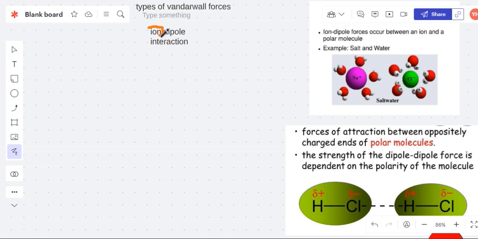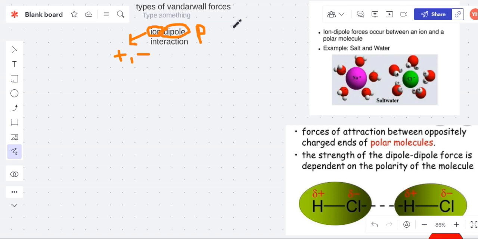Ions means something which has charge. It can be a cation, which means positive, or it can be an anion, negative. Dipole means something which is polar in nature. So ion dipole means one is an ion, which has either a positive or a negative charge, so it can be either cation or anion, and the other is a dipole, which means polar. It has positive and negative charges.